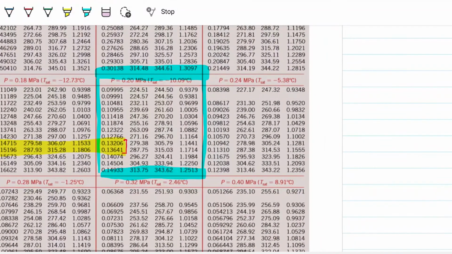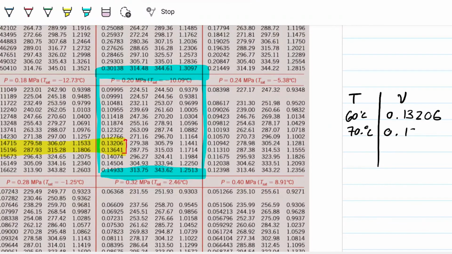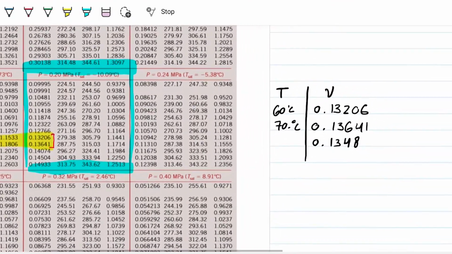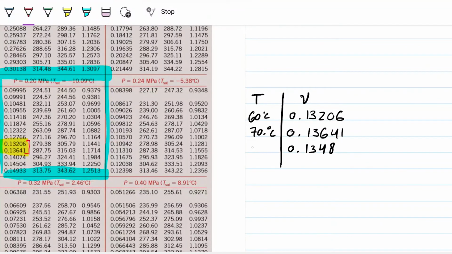All right, but the way that I always organize this is like so. I'm going to do my 60 Celsius here. I'm going to do my 70 Celsius here. I'm going to do my specific volume. So my 60 is 0.13206. And for my 70, that's 0.13641. And I'm interested in this temperature here that I'm not sure. And this is the temperature for 0.1348, which is the one that we know to be our specific volume, right? So I'm going to be interpolating between these two guys here to be able to find my temperature.